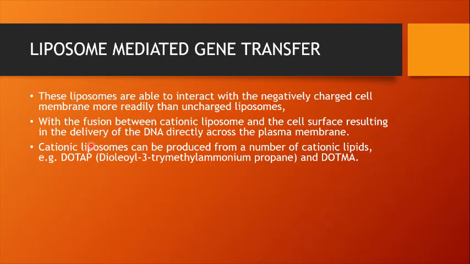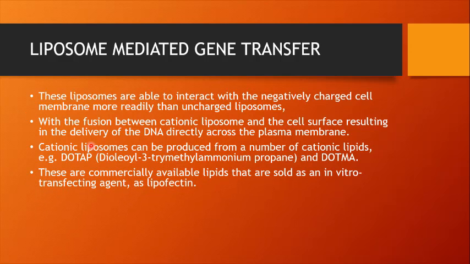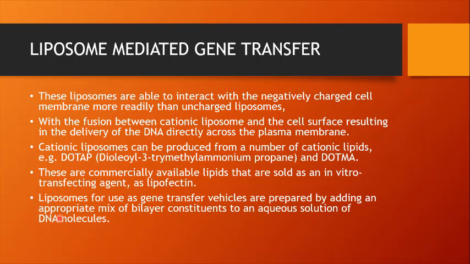So when they are positively charged, they will interact more with the plasma membrane, and they transfer our gene of interest. These are commercially available lipids that are sold as in vitro transfecting agents as lipofection. So these two molecules, DOTAP and DOTMA, are the cationic molecules which are commercially available, which are used in various experiments. Liposomes for use as gene transfer vehicles are prepared by adding an appropriate mix of bilayer constituents to an aqueous solution of DNA molecules.